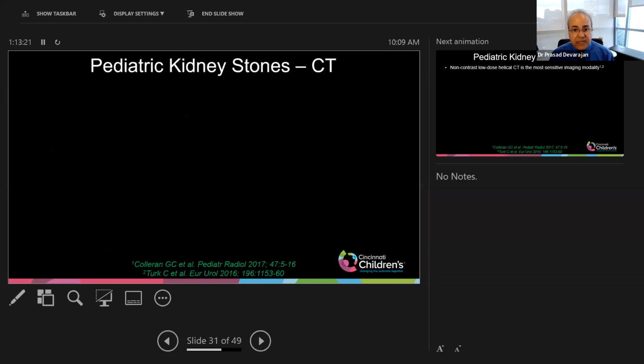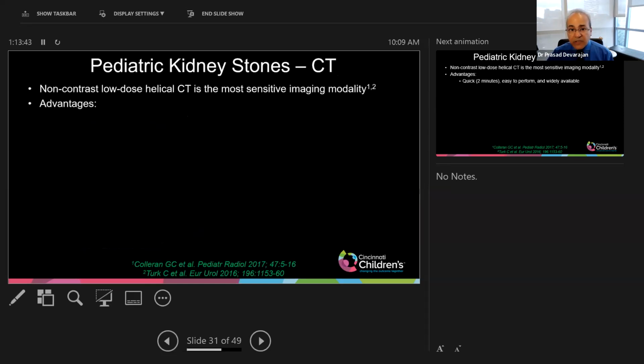So what about CT scans? A lot of people prefer CT scans, especially adult urologists and nephrologists. And the specific CT scan we talk about is not a regular full contrast CT scan. This is a non-contrast, low-dose helical CT, and that's the most sensitive imaging modality. Sensitivity is close to 100%.